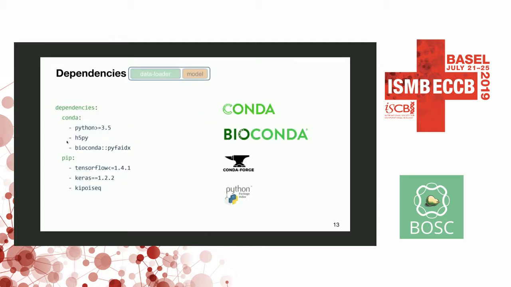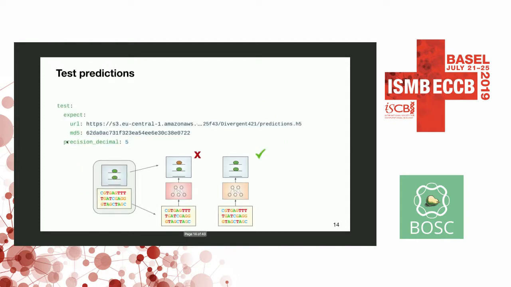For dependencies, we rely on Conda, and so your YML file has to describe the dependencies via Conda. You can also have pip in there. We also check the predictions, so the contributor has to provide some test files, here an NPZ file, in which inputs and outputs are provided, and then we make sure that the predictions are reproducible.